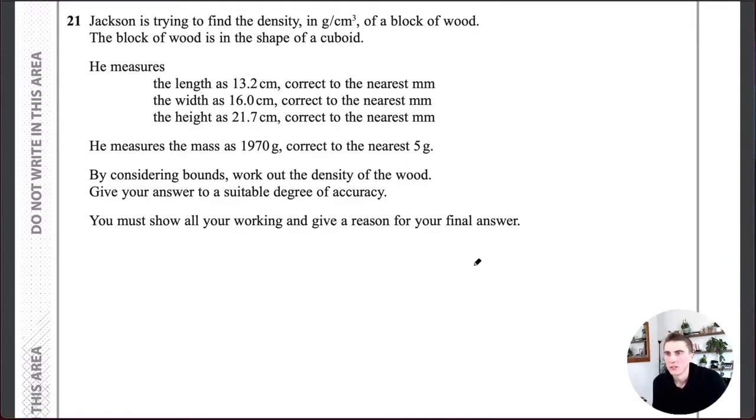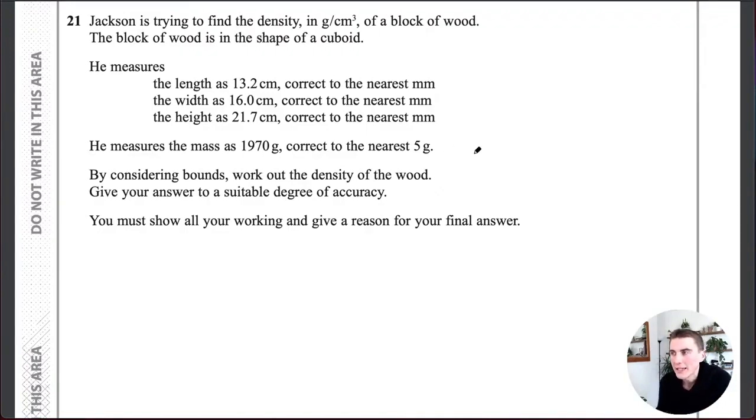Okay, so this is a very specific type of question. If you're not used to them, haven't done a few, they are a bit tricky. Basically what we need to do is find the upper bound for the density, the highest the density can be, and the lower bound, the lowest it can be. And then once we have those two numbers, we need to see for how many significant figures they are the same value. Which might not make much sense, but we'll give that a go.